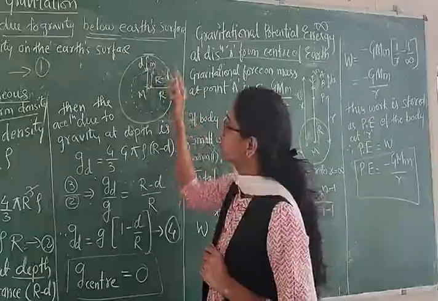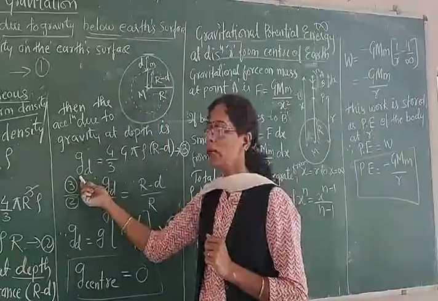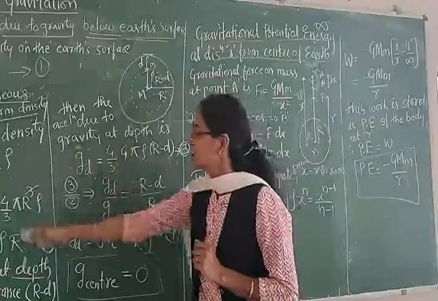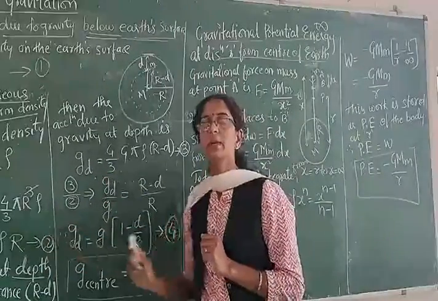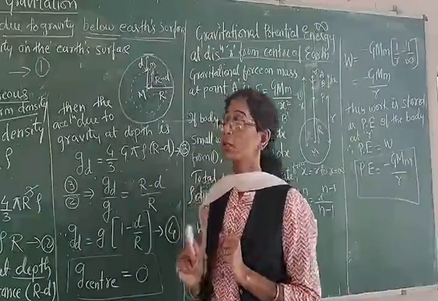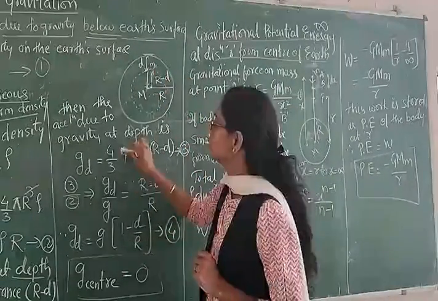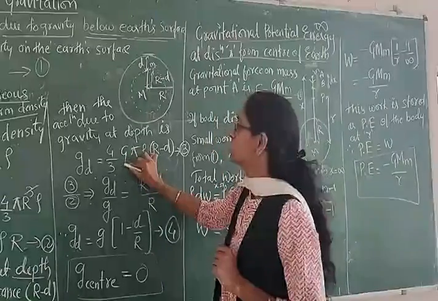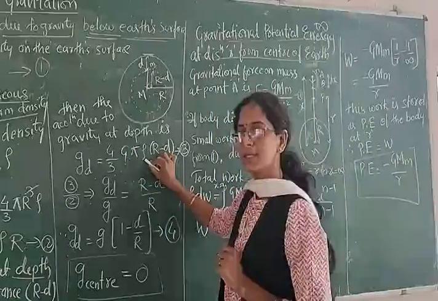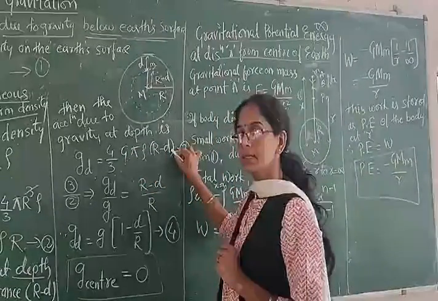So if you want to find out the formula for acceleration due to gravity, it is given by a similar formula, and the only factor that changes here is the distance. The object is lying at a distance of R minus d. Therefore the equation will become 4 by 3 G pi rho as it is into R minus d.